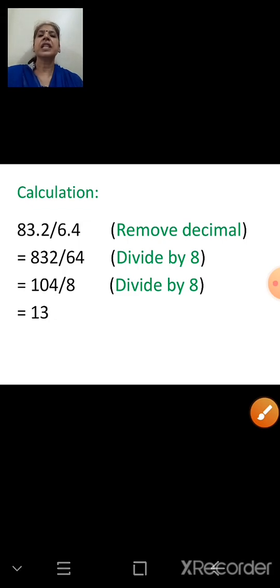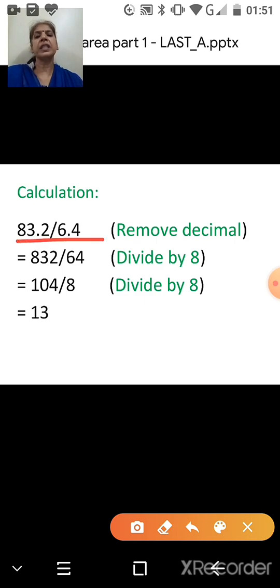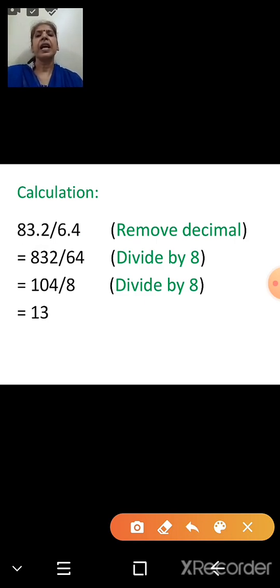Now let's see this calculation. 83.2 divided by 6.4. Both have an equal number of decimal places, so you remove their decimal places. It will become 832 divided by 64. You can even reduce to lowest terms. Both the numbers are divisible by 8. So divide 832 by 8.